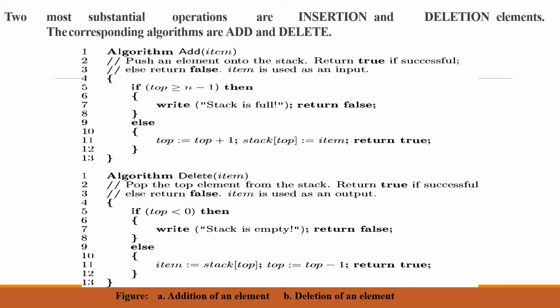First, it checks the condition. If top is less than 0, when this condition becomes true, the stack is empty, so it returns false. Or else go to the else part. Take the item from the stack pointer, that is the topmost element of the stack. Then it is copied, that is, to be deleted. Then decrement the top pointer. On success, it returns true.